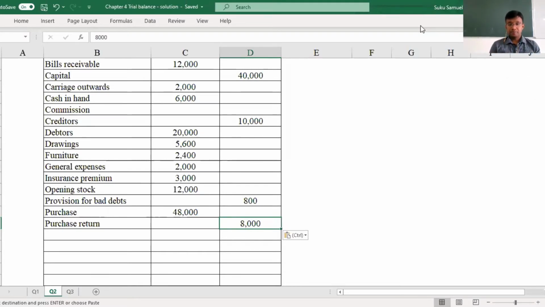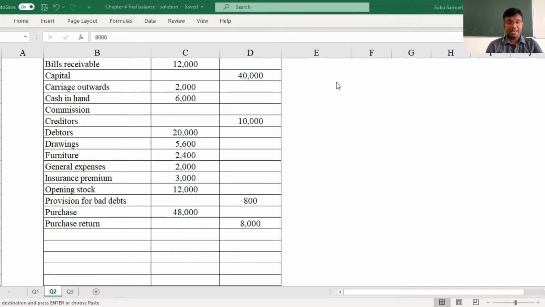Because when you were purchasing items, you were spending money. That's an expense for you. Now that you're returning the items, you will be getting the money back. The money will be coming back to you. So that's the reason why this is an income for you. So purchase is an expense, purchase return is an income.